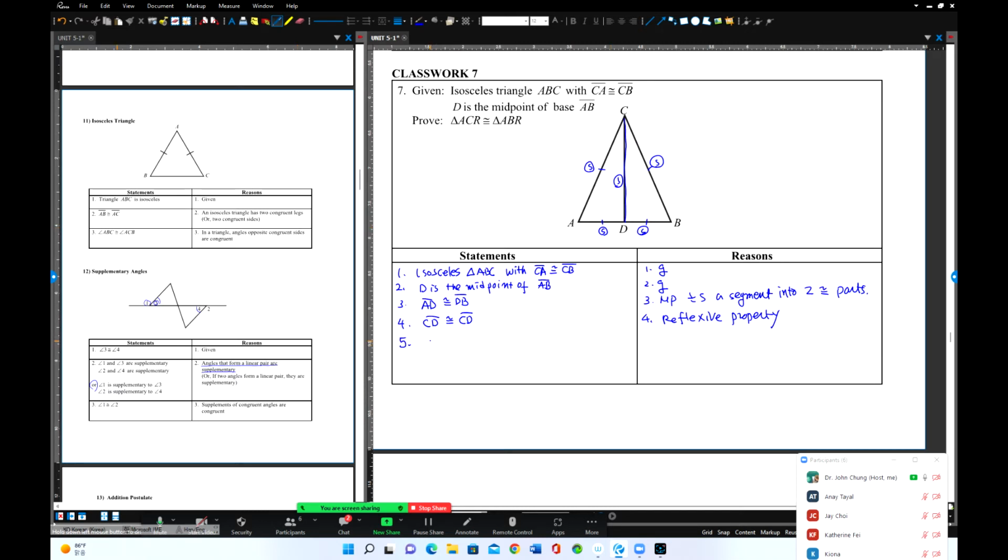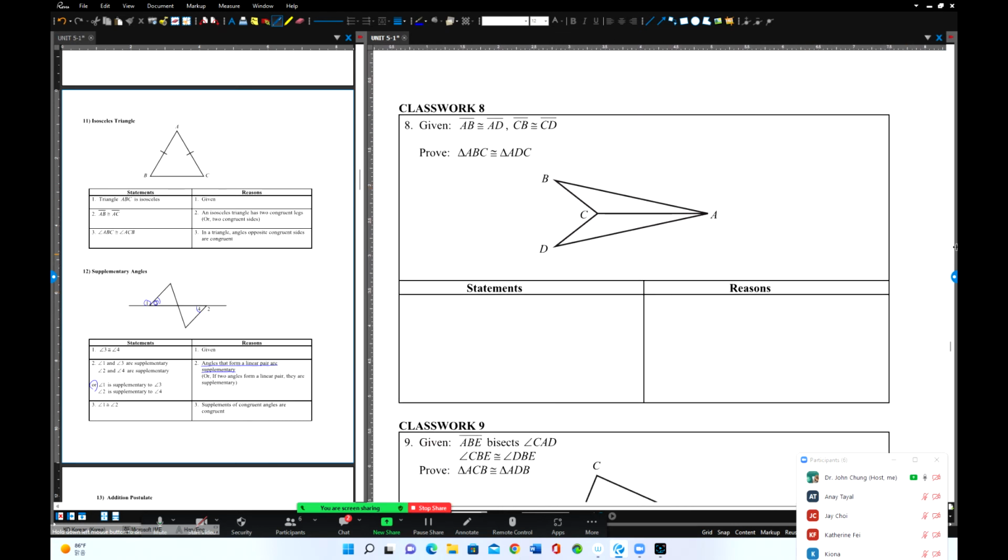Now we make the congruent triangles. How about ACD? Triangle ACD congruent to triangle BCD. The reason is what? Side, side, side. Okay? All right, that is number 7 there. A little more practice.